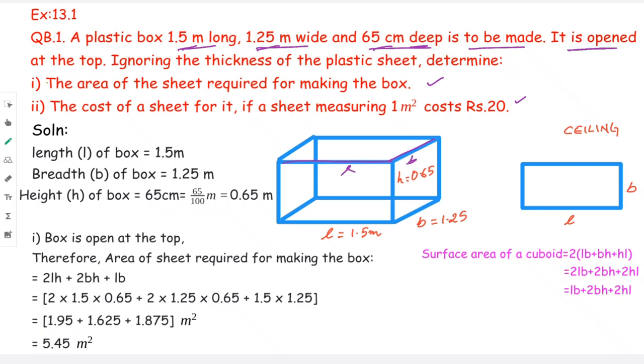So one thing you'll notice here is again that they've given us the length and breadth in meter, but the height they've given us in centimeter, right? So we have to convert this first into meter. How do you do that? 65 divided by 100, then we'll convert it into meter.